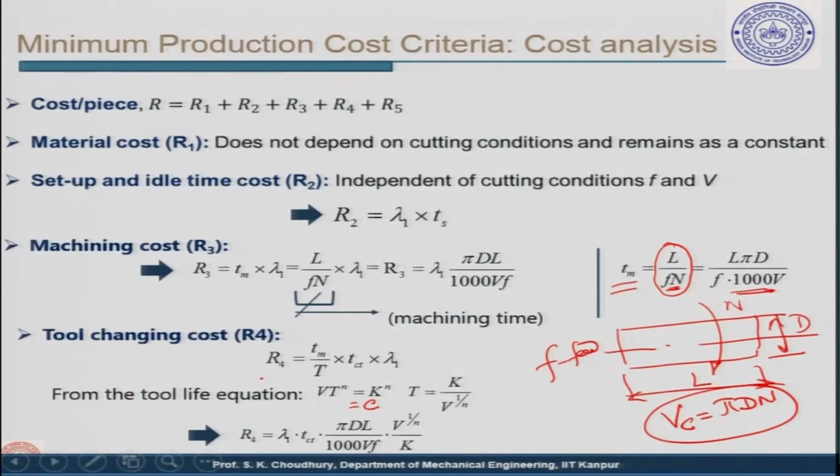So, R 4 will be expressed like this, with lambda 1 and T m. We have already found out T m, the machining time, and that machining time we are using here. This is T m into 1 by T into T c t into lambda 1. So, this will be R 4, the tool changing cost.